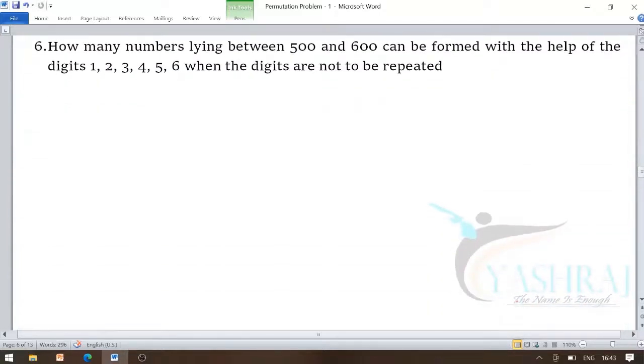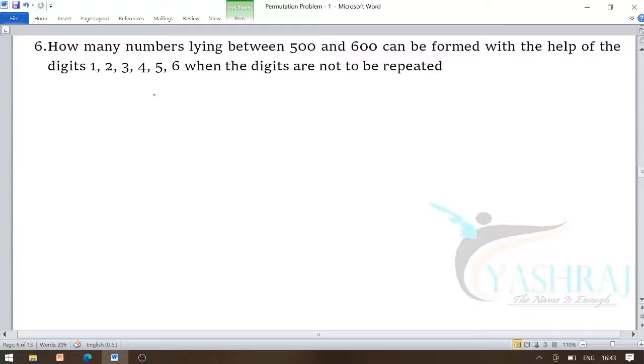How many numbers lying between 500 and 600 can be formed with the help of the digits given, 0, 1, 2, 3, 4, 5, 6, when the digits are not to be repeated? So again, the same concepts we are having here.